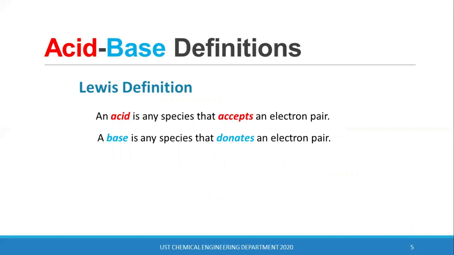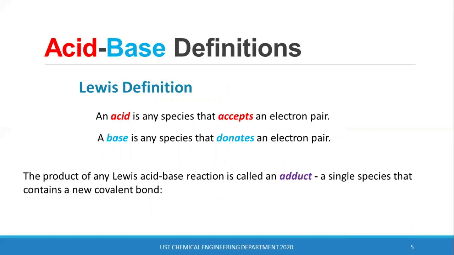The result of any Lewis acid-base reaction is called an adduct. It is short for addition product. So bakit siya tinawag na addition product? We can see from the reaction that the product is simply the addition of the Lewis acid and base chemical formulas. Pinagsama lang talaga natin yung dalawa.